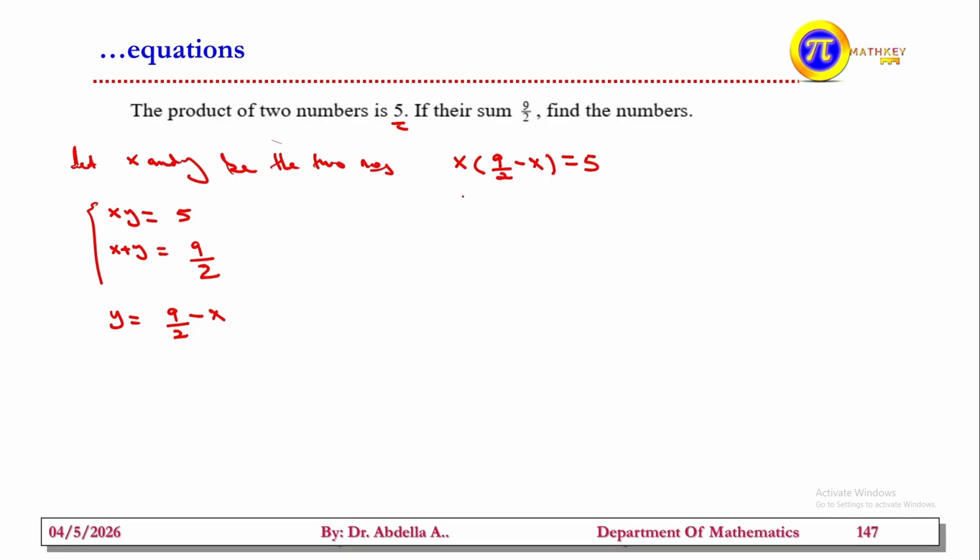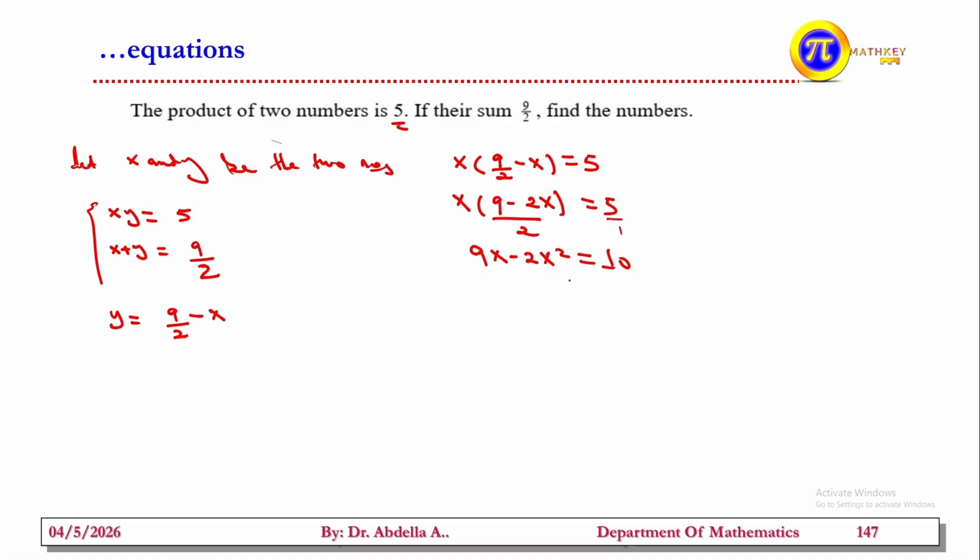x into (9 minus twice of x) taking LCM 2, divided by 2 is equals to 5. Distribute this one. When you distribute, here is 1. Multiply both sides by 2, it becomes 9x minus twice of x square is equals to 10.